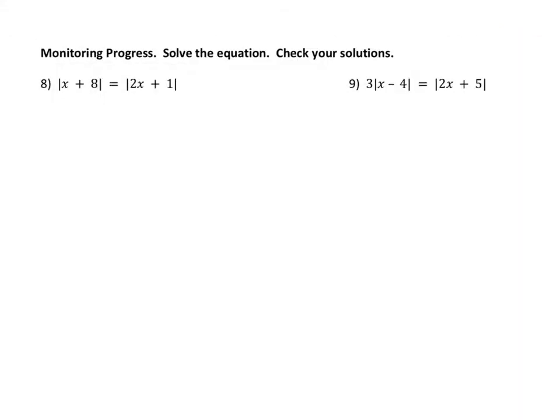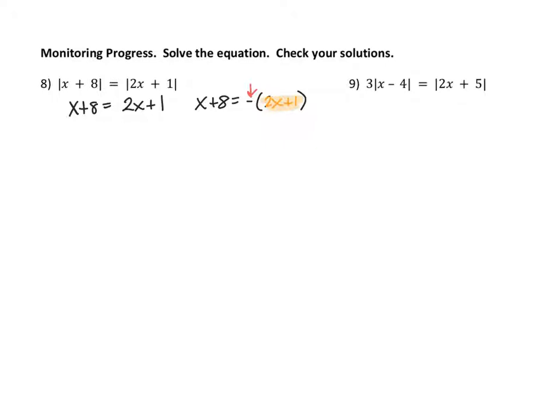So these problems are just going to be practice problems for you guys to get used to solving absolute value equations. So pause the video and see if you can write the correct equations for number 8. Okay, so your first equation you should have x plus 8 is equal to 2x plus 1. And then we need to make the right side of the equation not only positive but negative. So you should have x plus 8 equals, and then in parentheses, you should have had the 2x plus 1 with the negative on the outside. So hopefully you did that correctly.